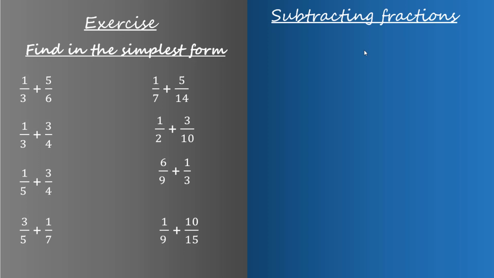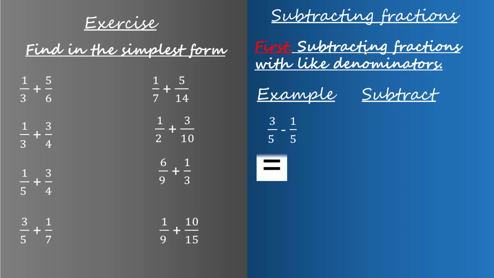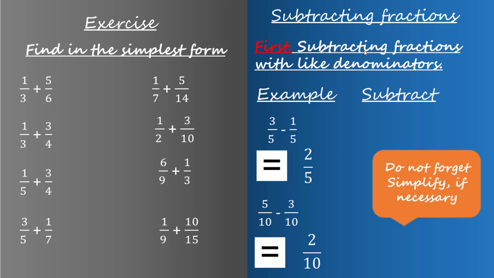Section B, subtracting fractions. First, subtracting fractions with like denominators. Example, let's subtract. If we have 3 over 5 minus 1 over 5, like adding, just bring down 5 and subtract the top numbers. 3 minus 1, it will be 2 over 5. 5 over 10 minus 3 over 10, it will be 2 over 10. We can simplify here, dividing by 2, so it will be 1 over 5.